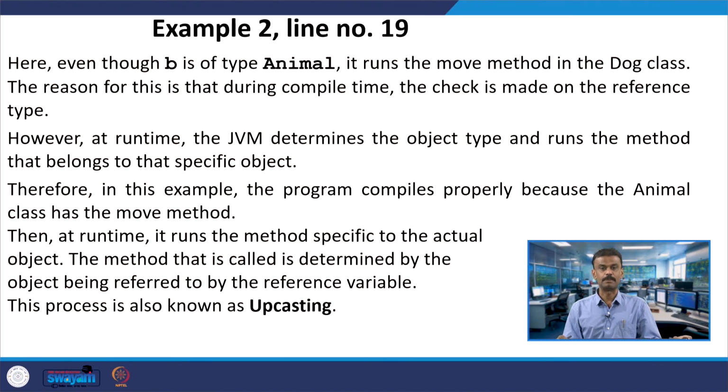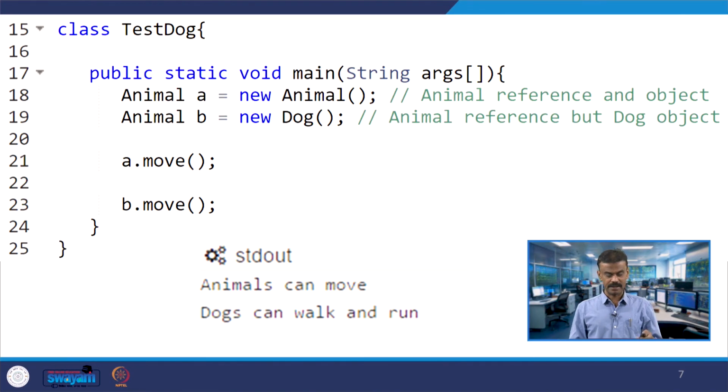So, this concept is called upcasting. The method that is called is determined by the object being referred to by the reference variable, and this process we can call upcasting. During compile time the reference type is Animal, and during runtime the object is a Dog, so the Dog's method will be called. So, in this case this is upcasting. During compile time it is Animal, but during runtime it is Dog.